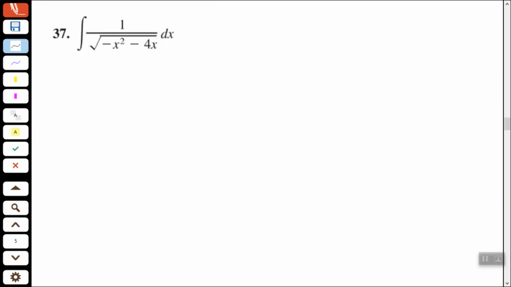All right, number 37 here, we have the integral of 1 over the square root of negative x squared minus 4x. Again, here we don't have a perfect square down there, so let's try completing the square. We have a quadratic in our denominator, so let's try completing the square again. Before we complete the square, I like to have that first term be positive, so I'm going to factor out a negative 1 to make that x squared plus 4x. Negative times x squared plus 4x. And then I'm going to complete the square.